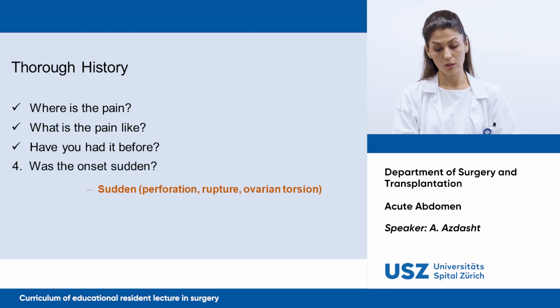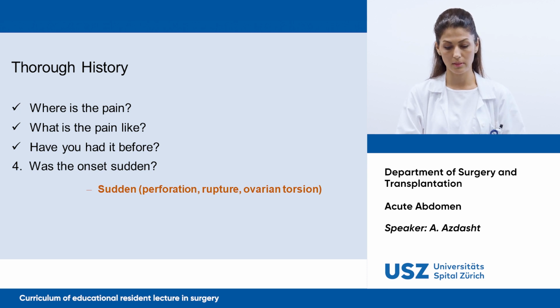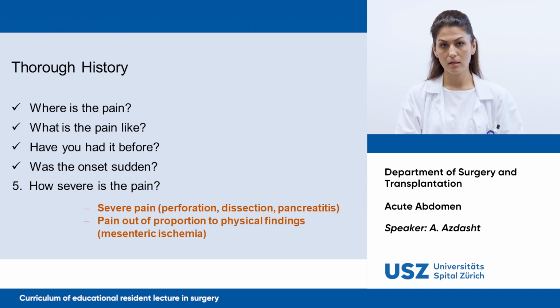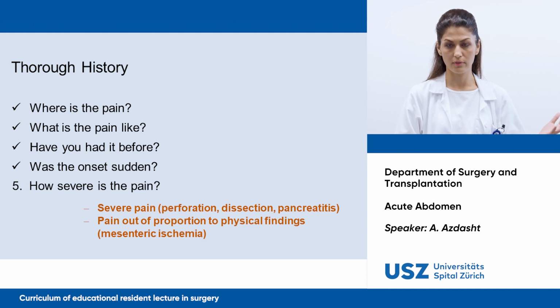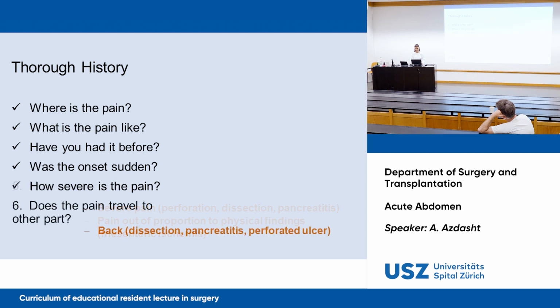Especially dangerous is the acute onset of symptoms. So this is actually suggesting the possibility of a perforation or a rupture. And of course, the severity of the pain. If the pain is completely out of proportion to your physical findings, you should think of an acute mesenteric ischemia, but we will come to that in a minute.